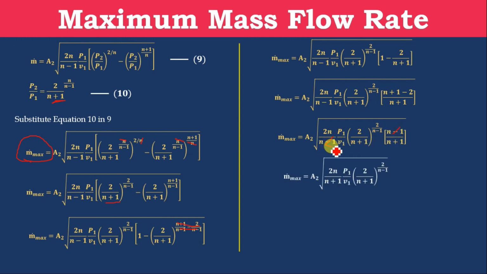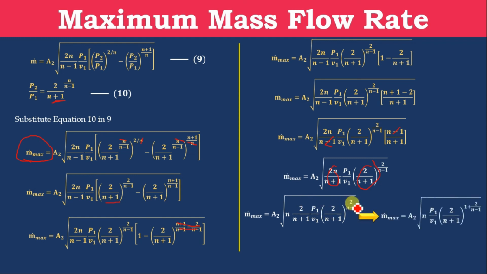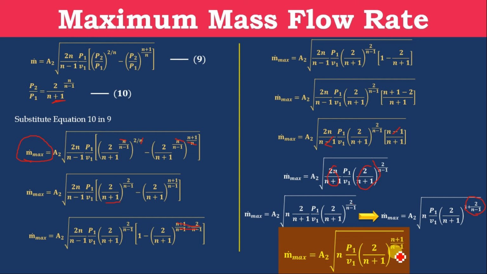This equation can be written as m max is equal to A2 root of 2n divided by n plus 1, P1 divided by V1, 2 divided by n plus 1 whole power 2 divided by n minus 1. Again we have 2 divided by n plus 1, and here we have 2 divided by n plus 1. Take n outside and rearrange this equation. Now take 1 here. We have 2 divided by n minus 1. This equation can be written as 1 plus 2 divided by n minus 1, so take here n plus 1 divided by n minus 1. We can write this as the equation. So the final mass flow rate equation is A2 root of n P1 divided by V1, 2 divided by n plus 1 whole power n plus 1 divided by n minus 1.